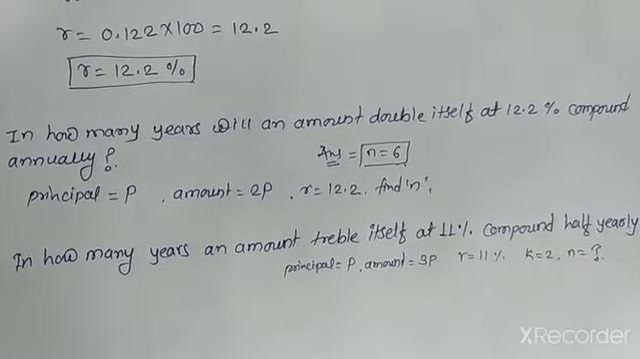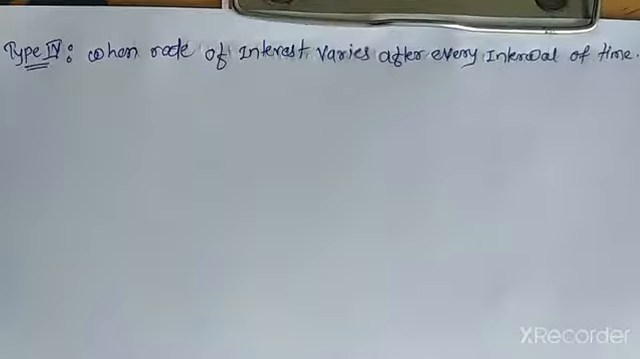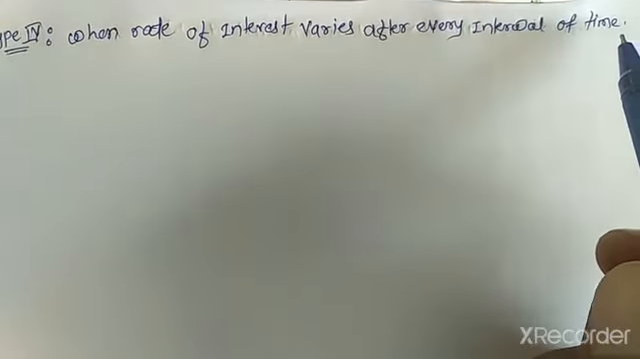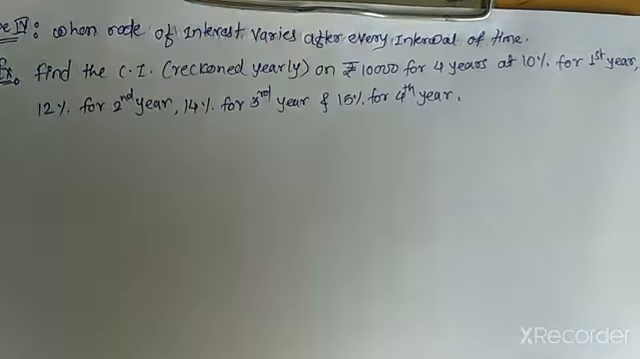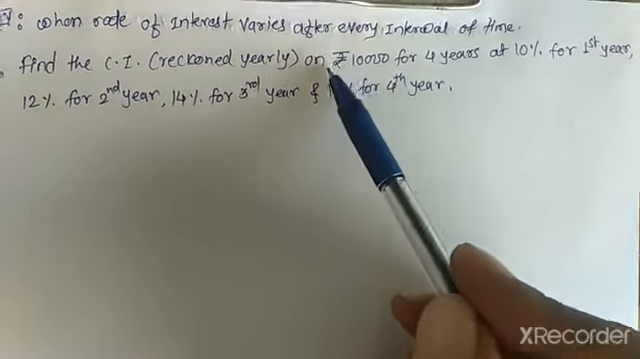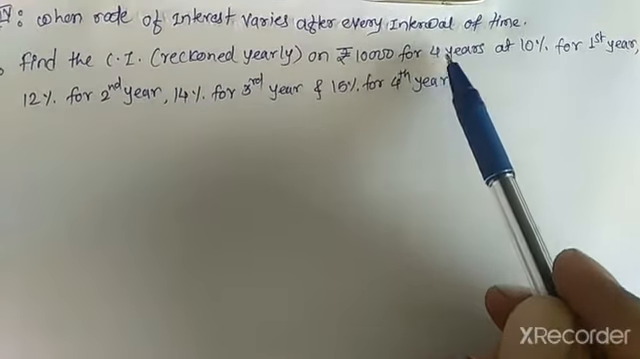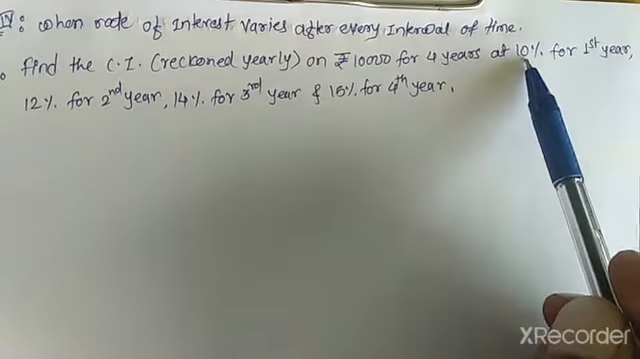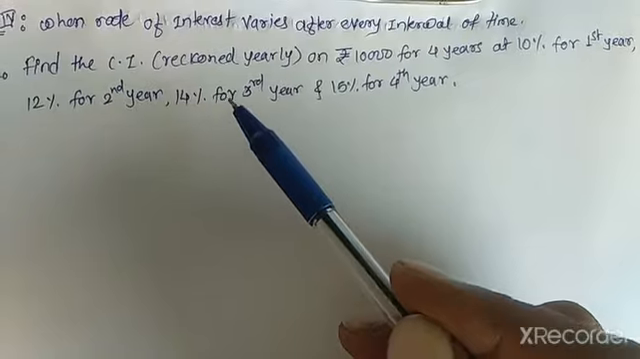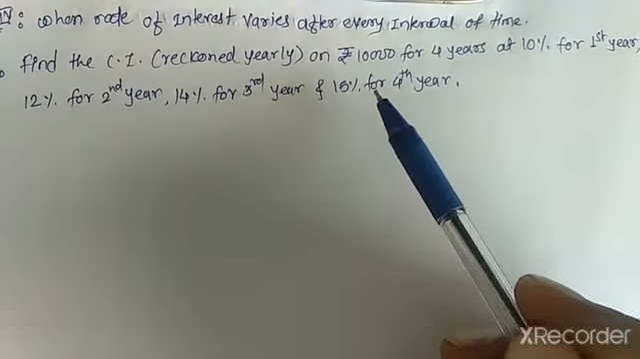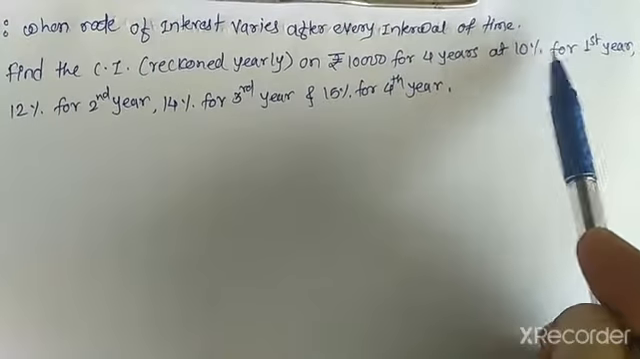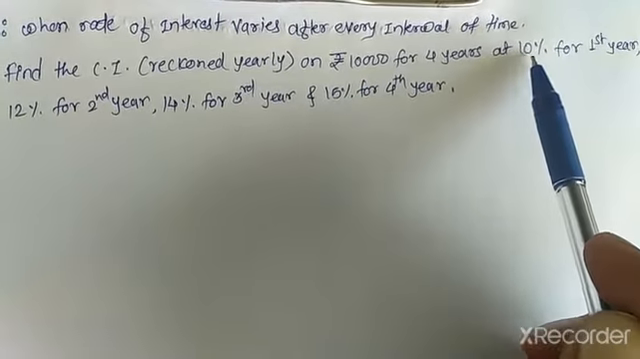Now we see the next type, when rate of interest varies after every interval of time. Now consider the example. Find the compound interest reckoned yearly on rupees 10,000 for 4 years at 10% for first year, 12% for second year, 14% for third year, and 15% for fourth year, okay. So for different years there are different rates of interest.